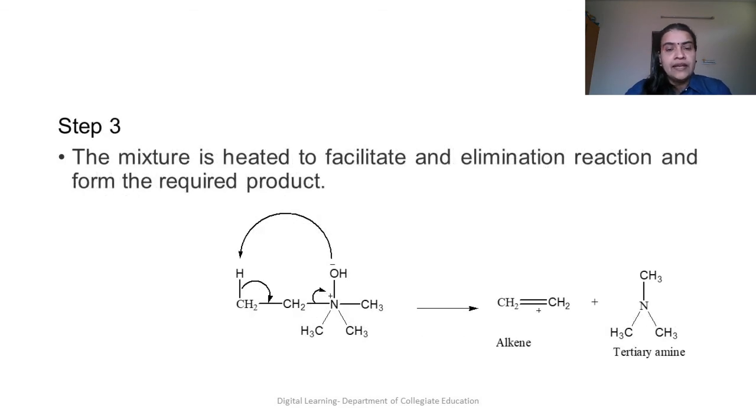In step 3, the mixture is heated to facilitate an elimination reaction and form the required product. That is, the formed quaternary ammonium hydroxide, when heated, the beta hydrogen gets eliminated and there will be the formation of alkene and tertiary amine, and the same can be understood in the step shown down in this slide.